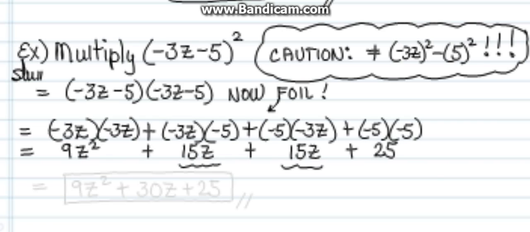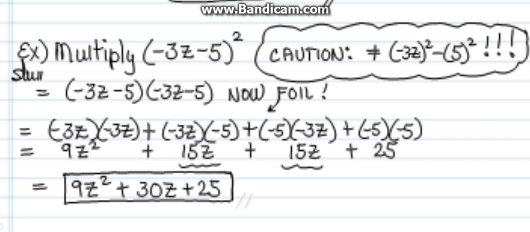Do we have any like terms? Yes. We have x to the first power terms, 2 of them. Put them together and we have 9x squared plus 30x plus 25. And there are no more like terms to combine. We are finished.